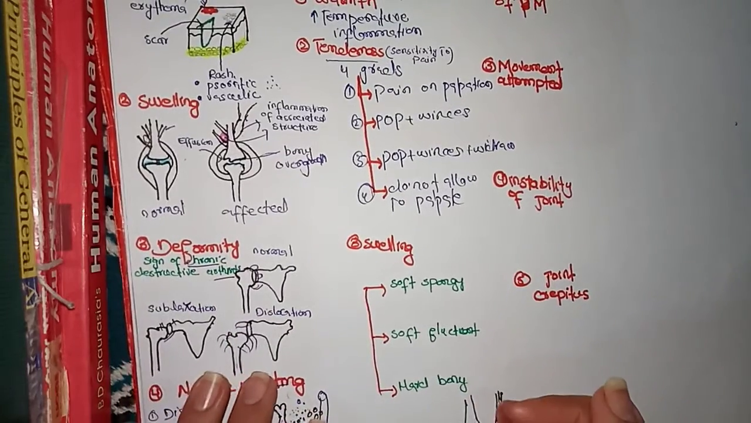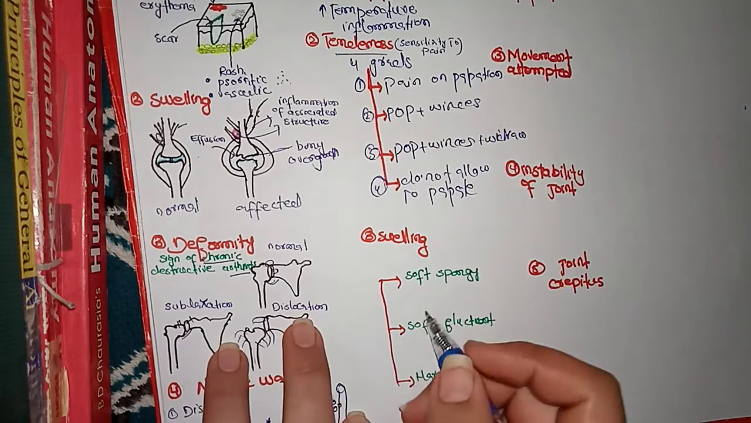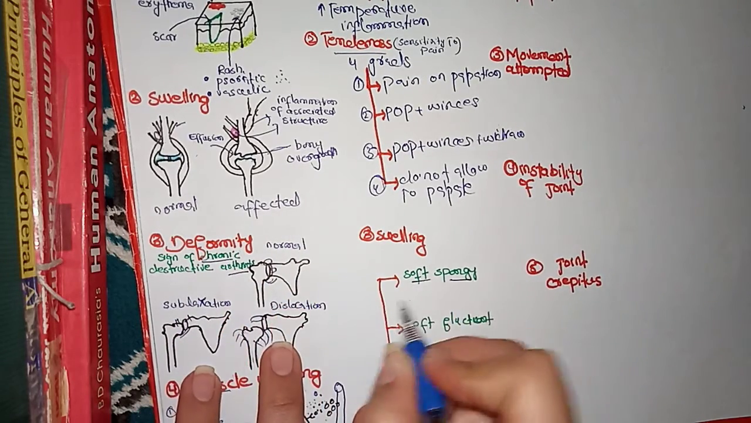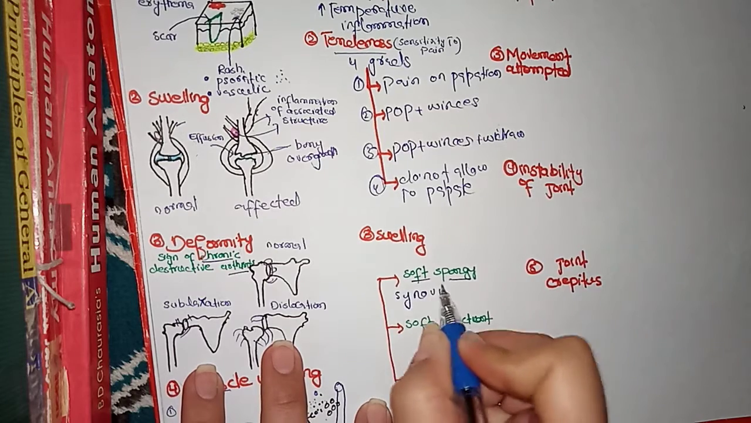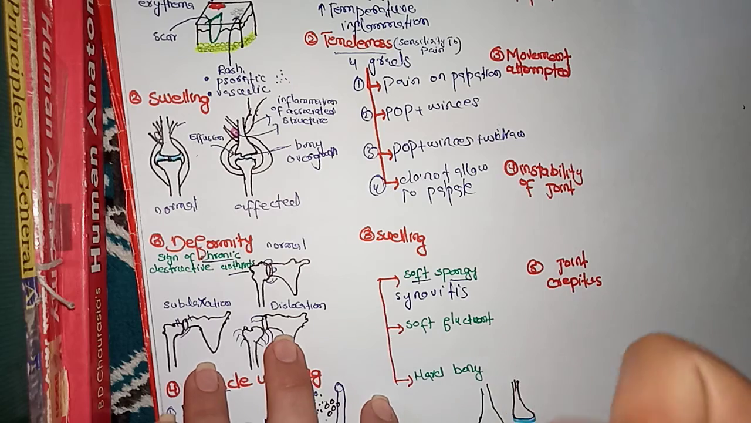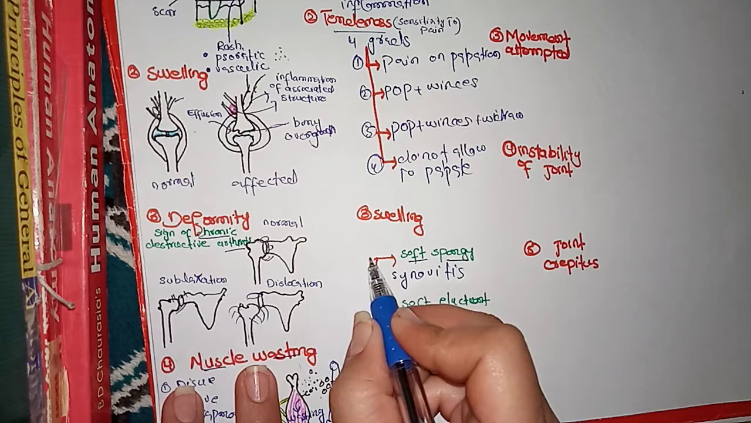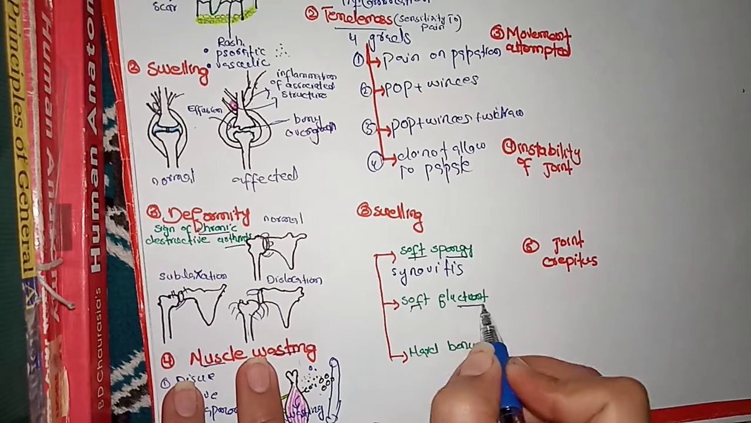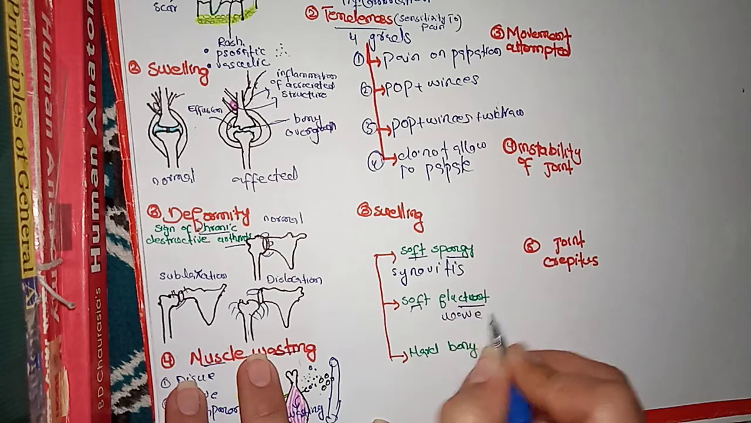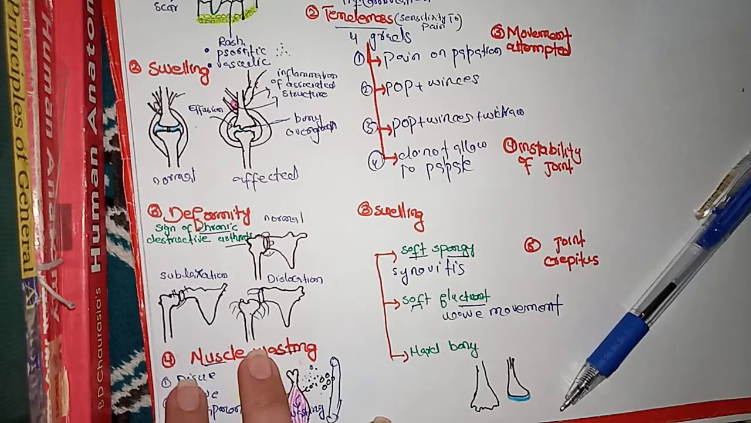And the next thing you observe is the swelling. In palpation, you observe the swelling. If the swelling is soft and spongy, it means that there is synovitis. The synovial cells, the synovial membrane, may be involved, and hypertrophy of the synovial cells may occur. The swelling may be a soft fluctuant swelling. Fluctuant means a wavy, wave-like movement of the fluid inside the affected joint.